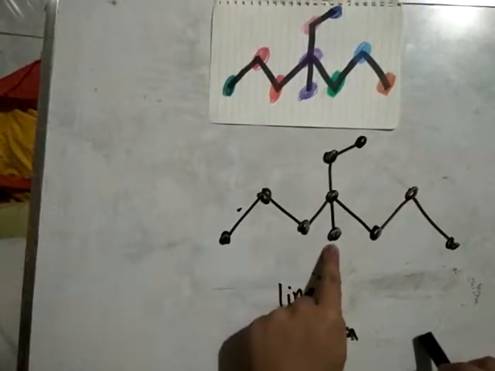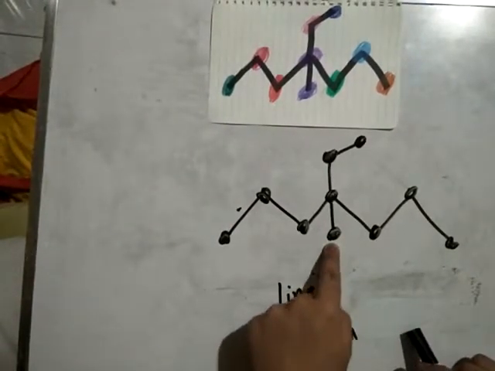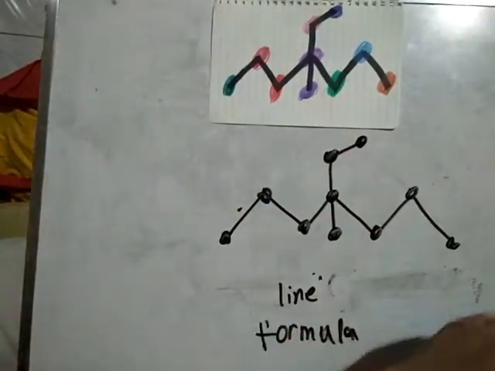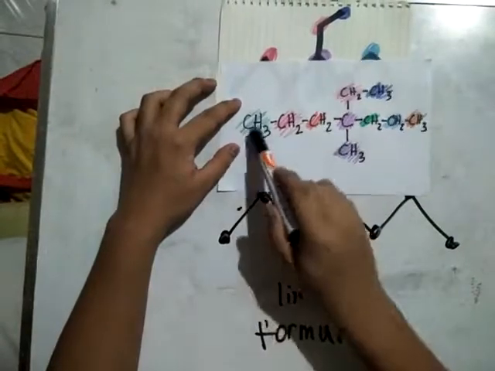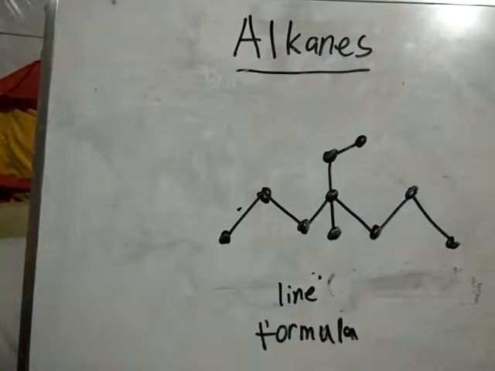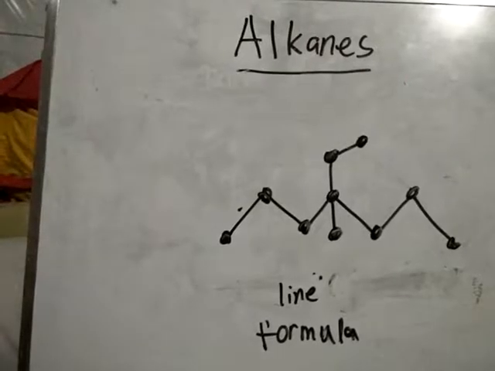For example, this is a methyl, CH3. It fills it up right here. This fills up the hydrogens and so on and so forth. Now that we've discussed what these are, let us go to what alkanes are.